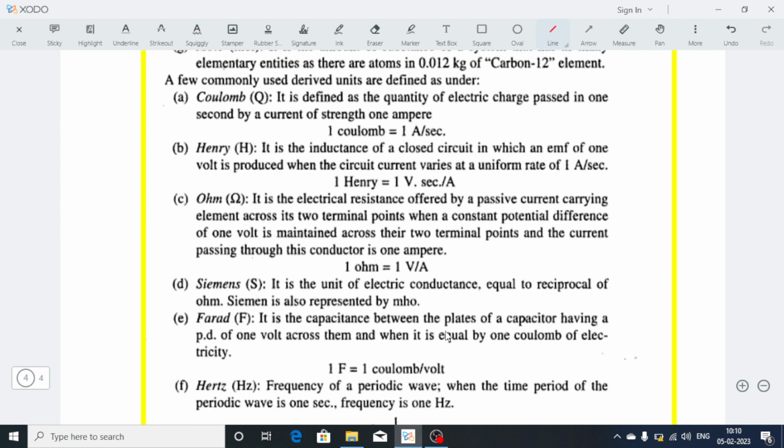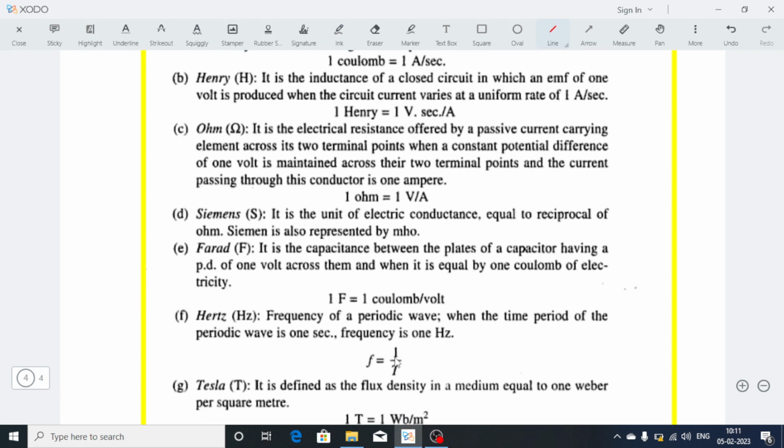represented by mho. Farad. It is the capacitance between the plates of a capacitor having a potential difference of 1 volt across them when it is charged by 1 coulomb of electricity. Hertz. Frequency of a periodic wave: when the time period of the periodic wave is 1 second, frequency is 1 Hz.